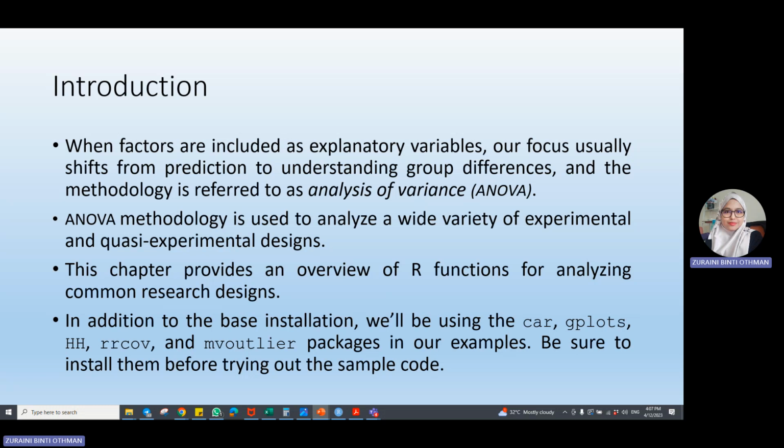In here we use R to analyze some examples. Let's begin. Here we use R and we install the packages car, gplots, rrcov, and mvoutlier in our example. Be sure to install them before trying out the sample code. The sample code is what I put in the ULearn, which is analysis of variance V3.